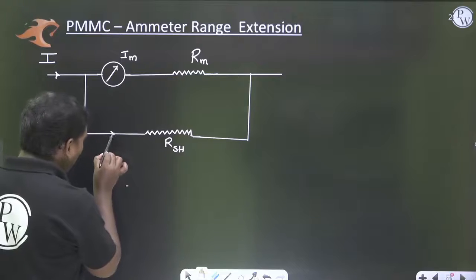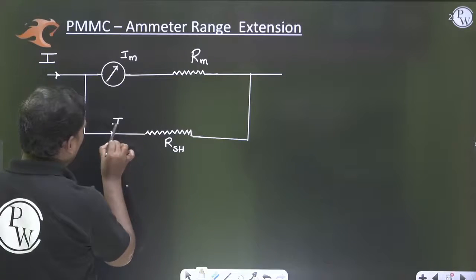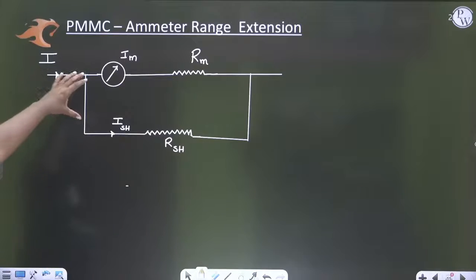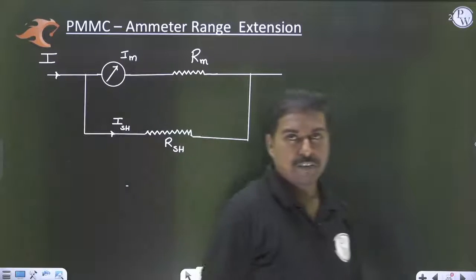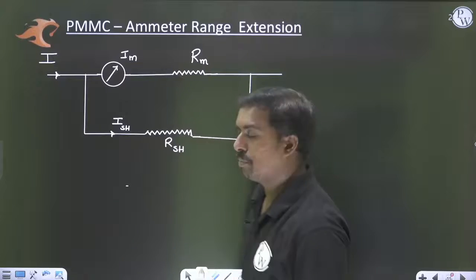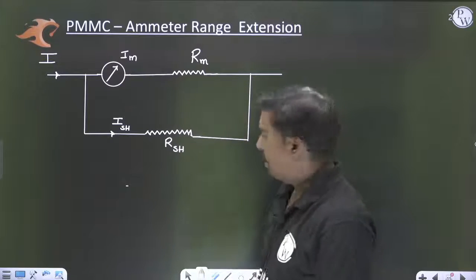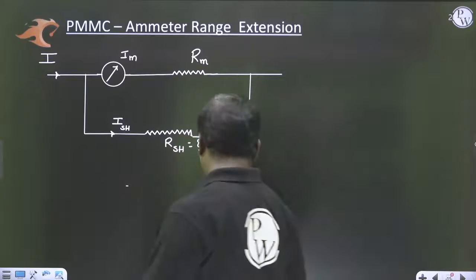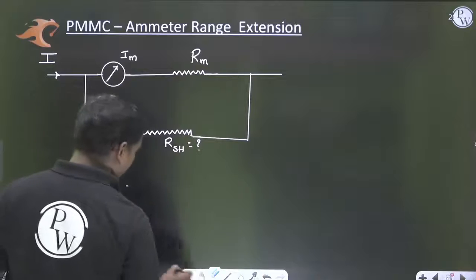Okay, so then what happens? There is a possibility of a shunt current here, the shunt current Ish. So this I is split into two parts, Im and Ish. This Im is fixed. How much current is passing through the meter? Rm is also fixed. So what I want to know is the shunt resistance.